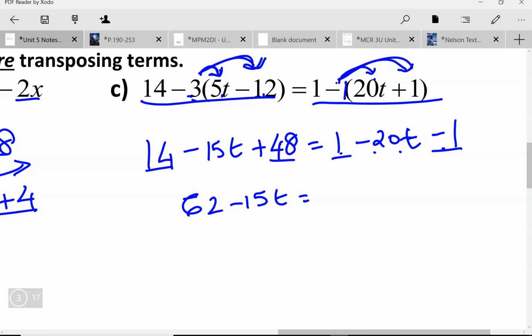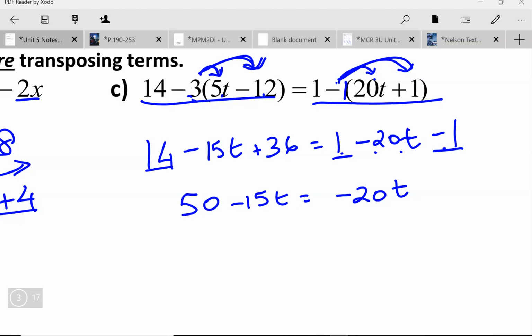1 minus 1 are the like terms. That just becomes 0. So here I have a negative 20t. It occurs to me I've done something wrong because 3 times 12 is not 48. 3 times 12 is in fact 36. So this actually becomes 50. Whenever you don't get whole number answers, you always got to check your work. You might find that you've made some silly multiplication mistakes like I just did. Don't do that on a test, please.